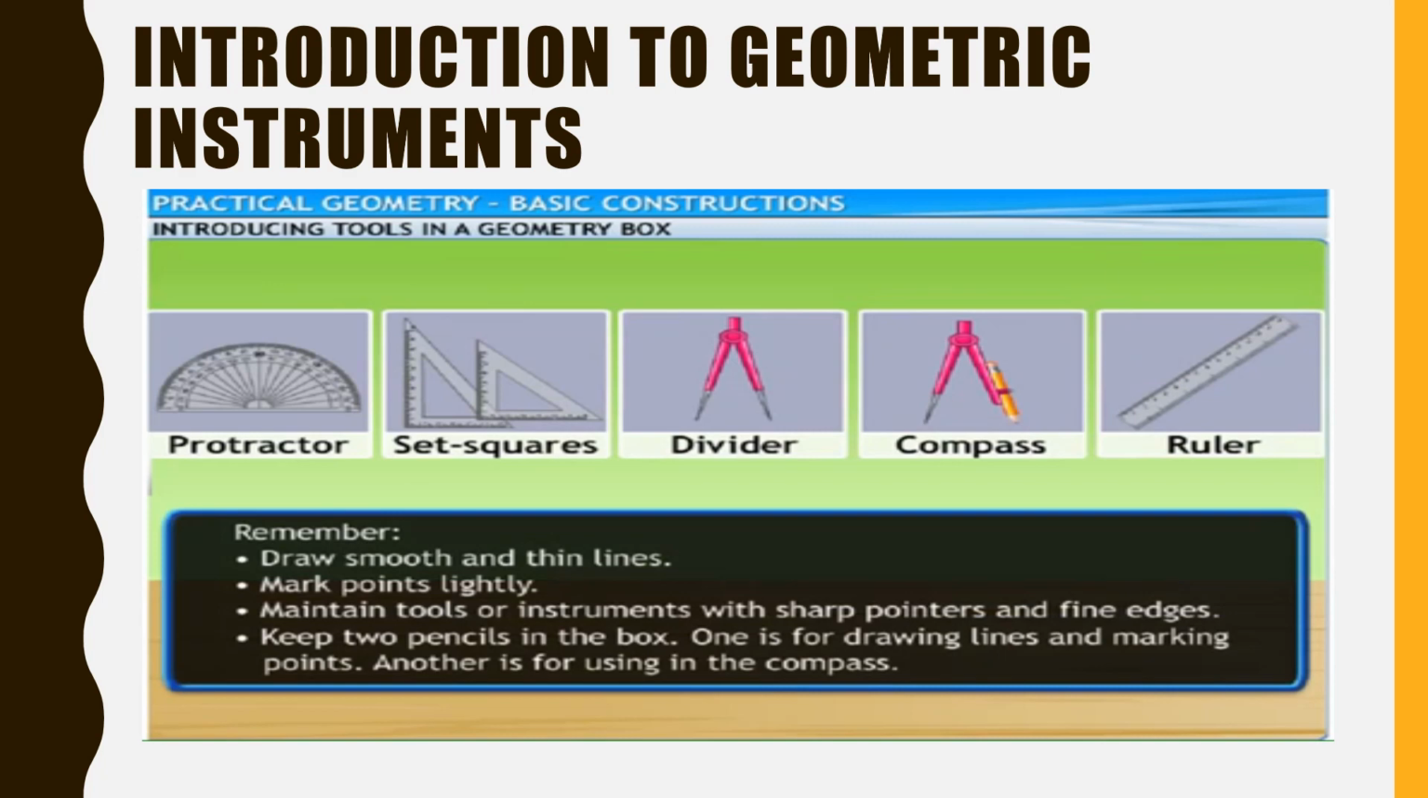Here are some important points to remember when you use the tools for construction.